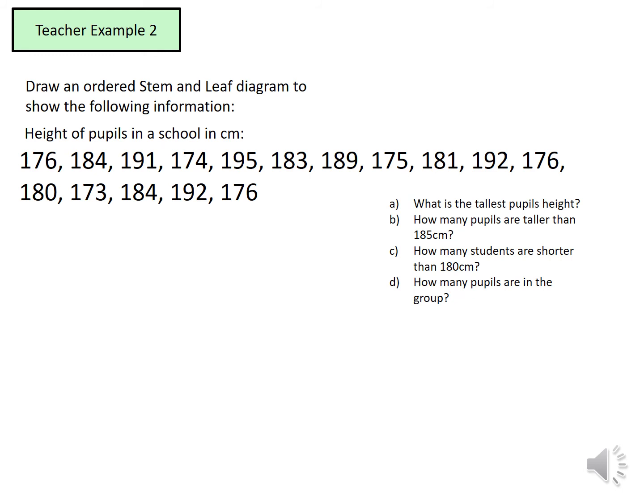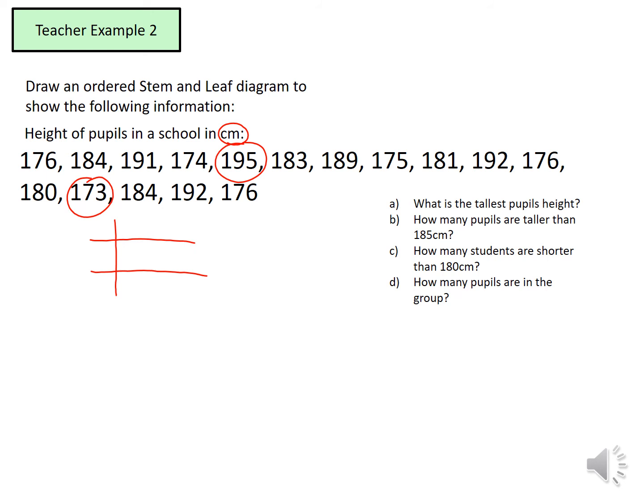Again asked to draw an ordered stem and leaf diagram to show the following information. This time we're looking at height of pupils in a school, and the units are centimeters. Again, I'm going to start by drawing a rough stem and leaf diagram first. I need to know what my stems are, so I need my smallest and largest numbers.